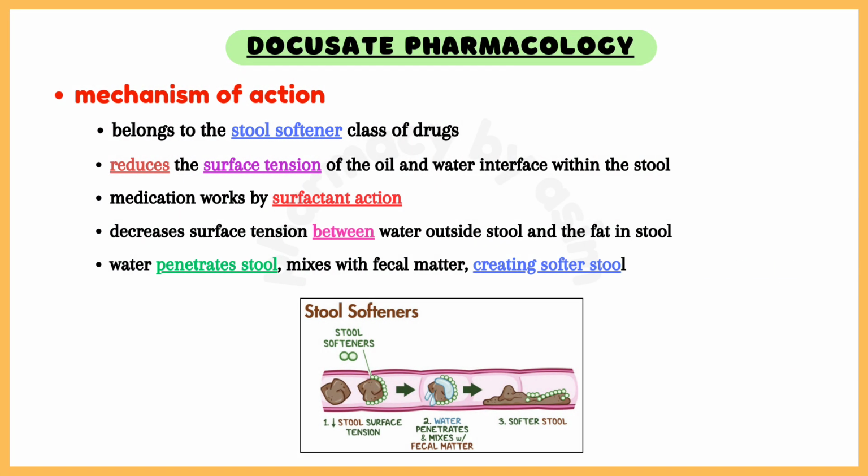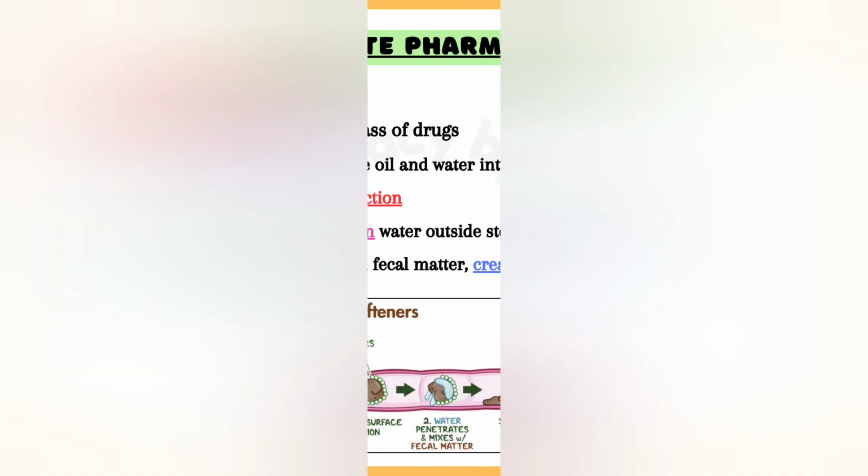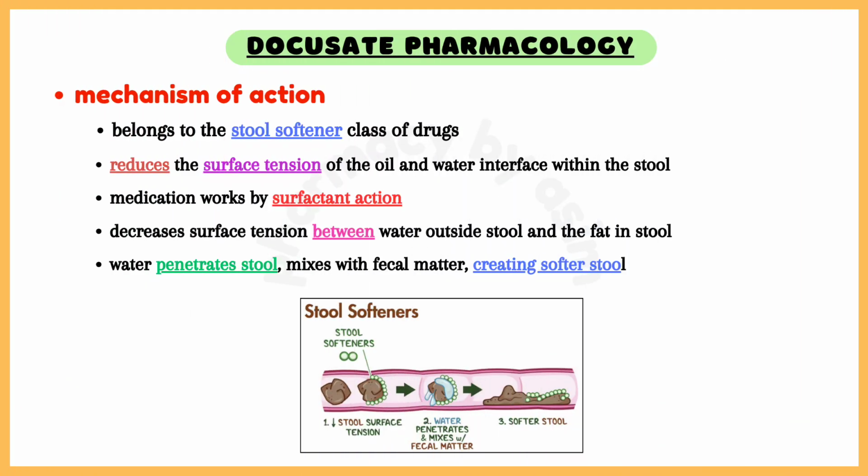Talking about the mechanism of action of Docusate, it belongs to the stool softener class of drugs. It reduces the surface tension of the oil and water interface within the stool, facilitating the passage of water and lipids into the stool mass. This medication works by surfactant action, which decreases surface tension between water outside stool and the fat in stool. The water penetrates stool, mixes with fecal matter, creating softer formed stool.